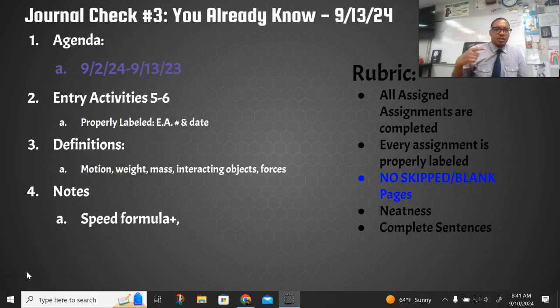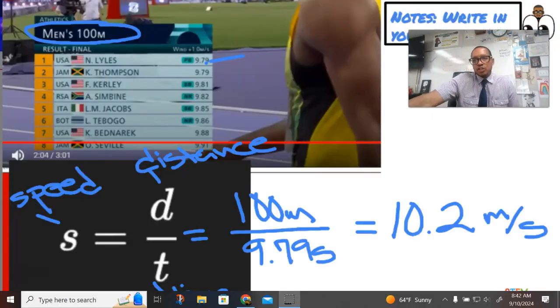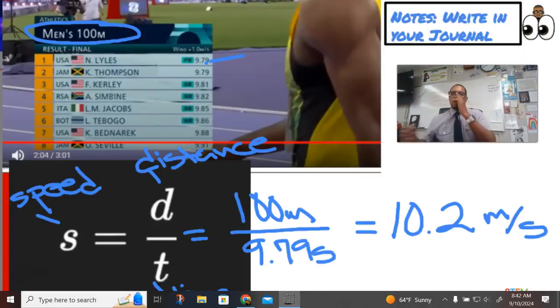So 5 through 6: motion, weight, mass, interacting objects, forces, speed formula. You see all these things, so we've got quite a bit to do. We've taken the notes for motion. We already wrote down the speed formula as well, so we'll just keep going in that direction. This is where we ended off yesterday, and we were doing some calculating, and we got some things taken care of there, right?